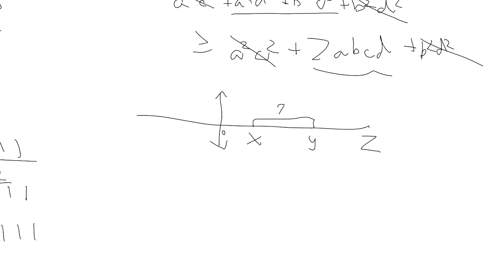Now we have 3 points. So then that means that of the three: the absolute value of x minus y, the absolute value of y minus z, and the absolute value of z minus x, one of them must be the sum of the other two.